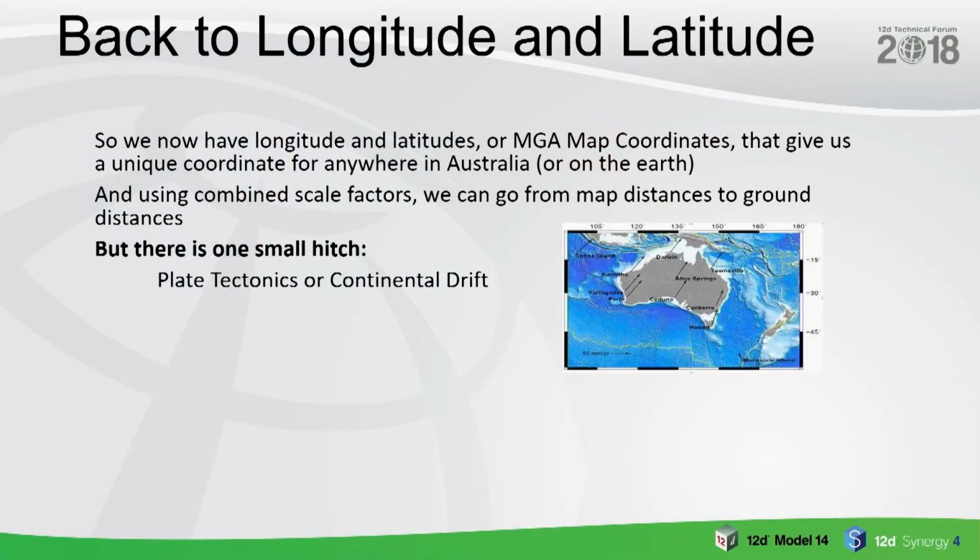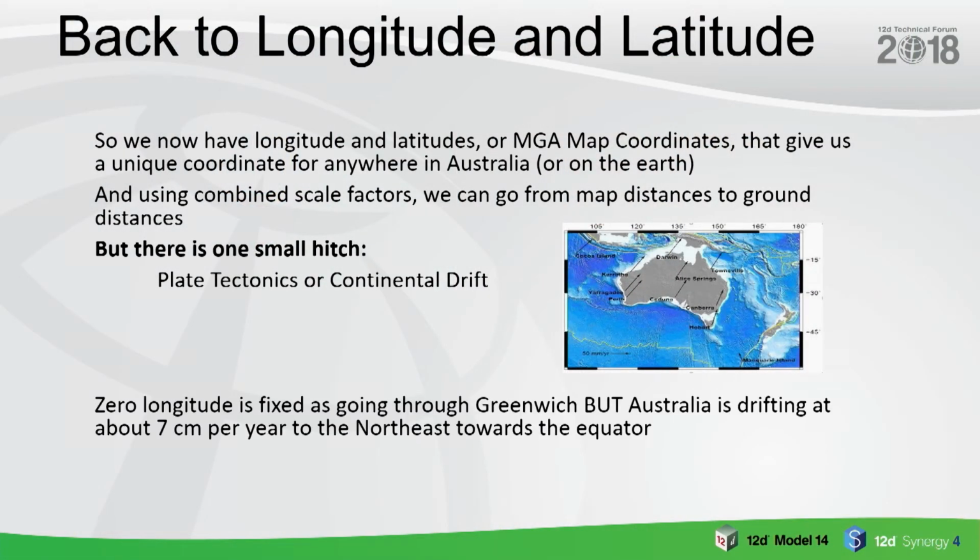Continental drift. Basically, zero longitude goes through Greenwich, but Australia is moving away from Greenwich in a northeast direction at 7 centimetres per year towards the equator. So it's all right for the Brits, they're at zero all the time, but we're moving away. So our longitude and latitude actually changes every day.